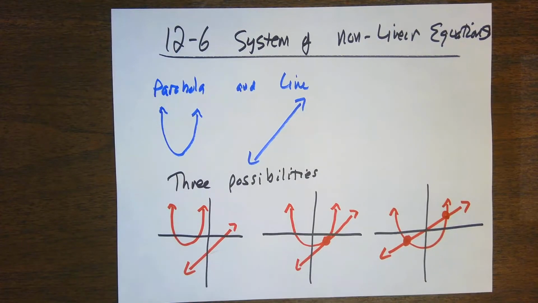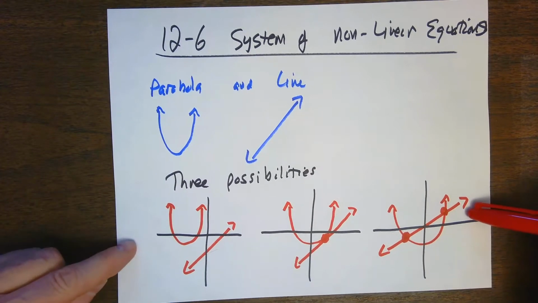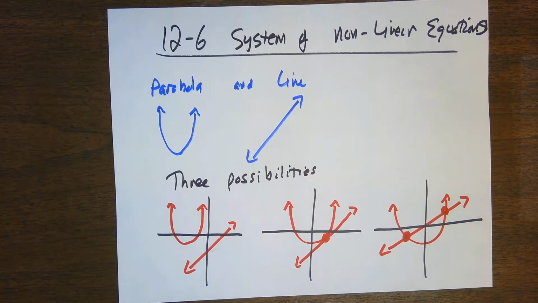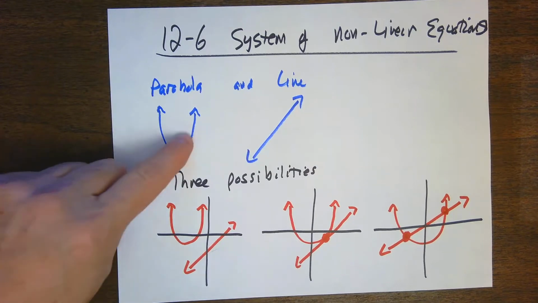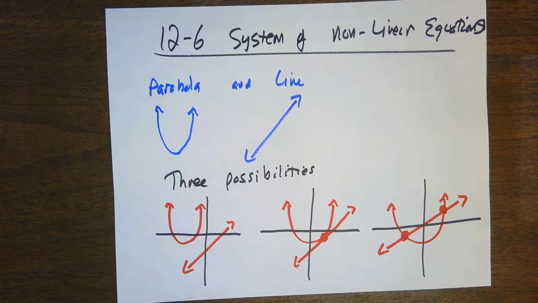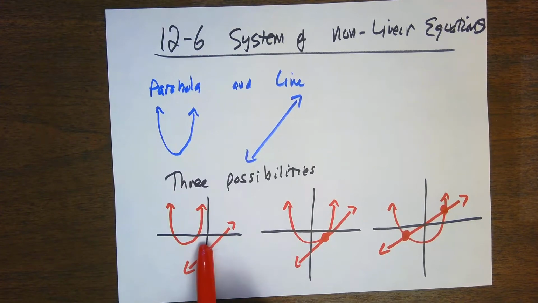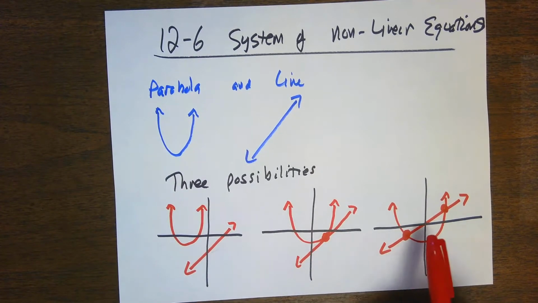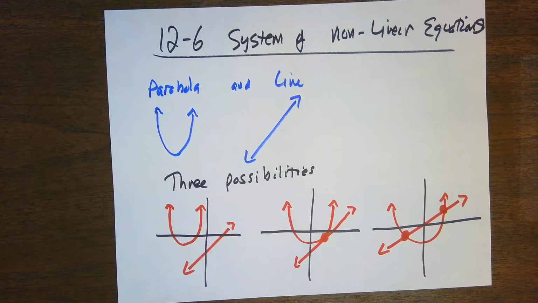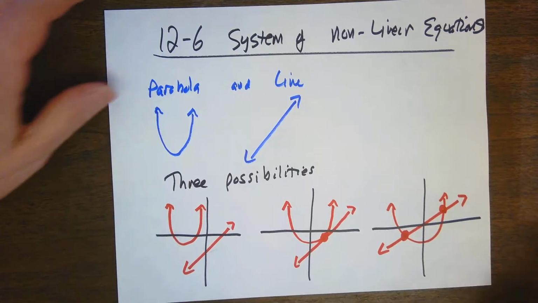Now think about this for a minute. When we had two lines, there was another possibility of an infinite number of solutions, where basically the two lines were the same line. Is that a possibility here? Is it possible to have an infinite number of solutions given a parabola and a line? The answer is no, they're not the same model. My possibilities are no solutions, one solution, or two solutions. Okay, let's do an example of a system of equations that uses a parabola and a line.